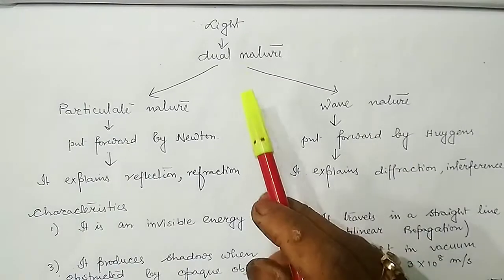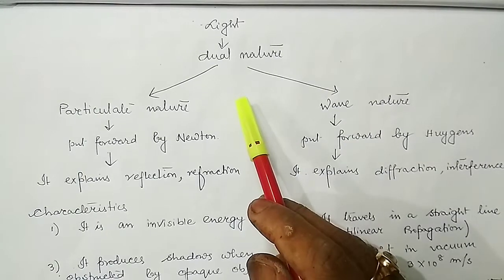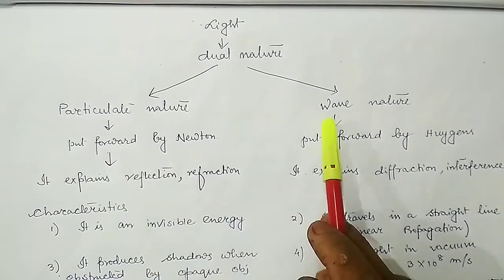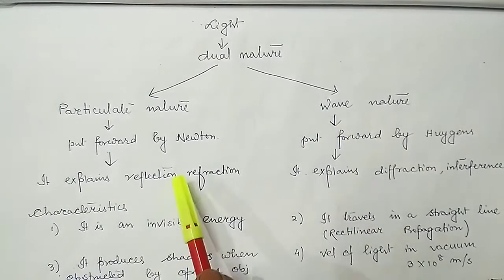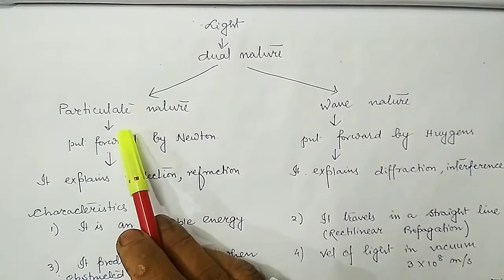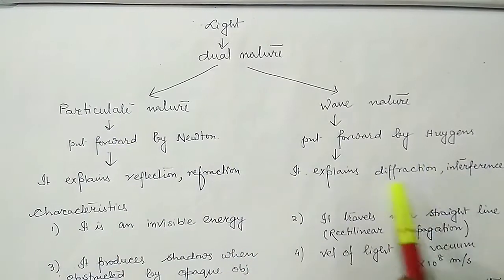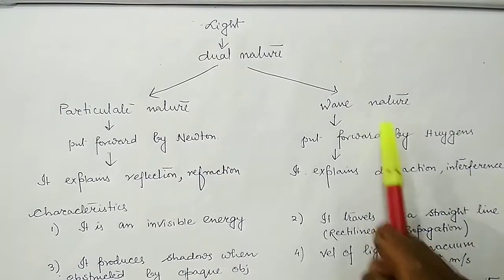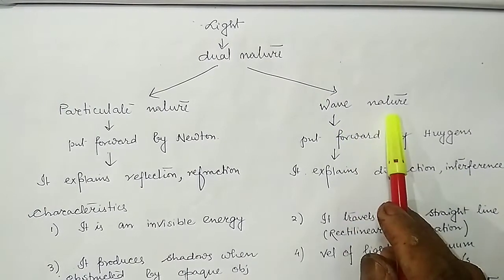What is the nature of light? In some cases light behaves like particles and in some cases it behaves like waves. Some of the physical phenomena can be explained by considering light to be particles. Again, some of the phenomena of physics like diffraction and interference can be explained by considering the wave nature of light.